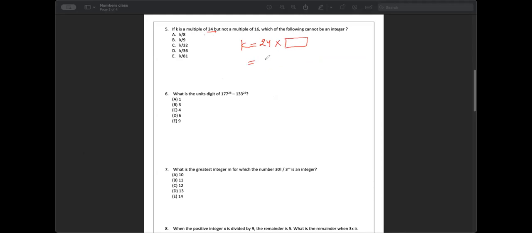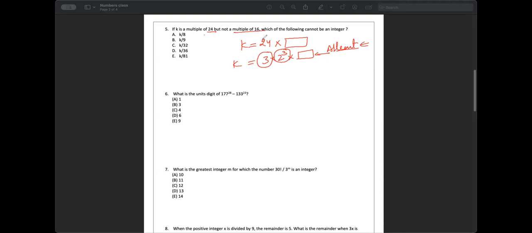That 24 means we are talking about 3 into 2 raised to power 3. Okay. 3 into 8, 3 into 2 cube, and it could be something else also. But what it means is K is a multiple of 24 means it has at least 3 raised to power 1. It has at least 2 raised to power 3. This is the least it has. K can have more, but this is the least it will have.